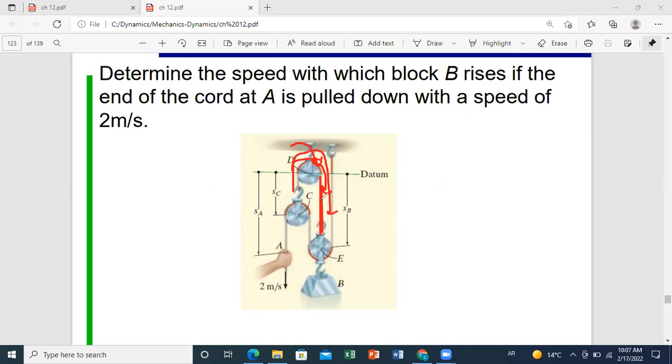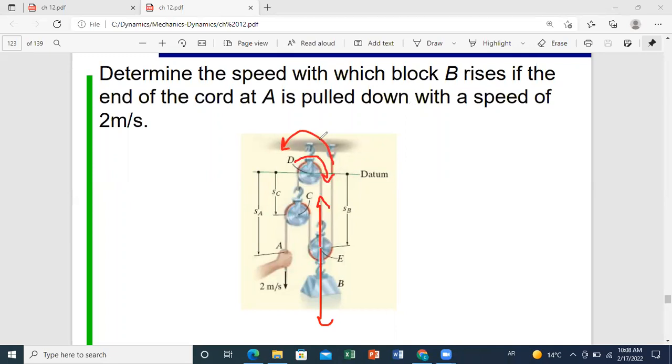So this length is changing, and if this length is changing, E will move. When this pulley rotates clockwise, E will move downward. If this pulley rotates counterclockwise, because the cable wraps around the pulley, right? So if it's rotating counterclockwise, what happens to E? It will move upward. Okay?